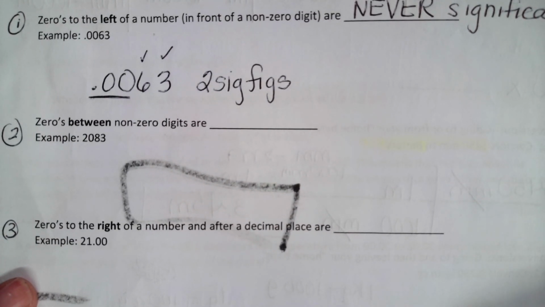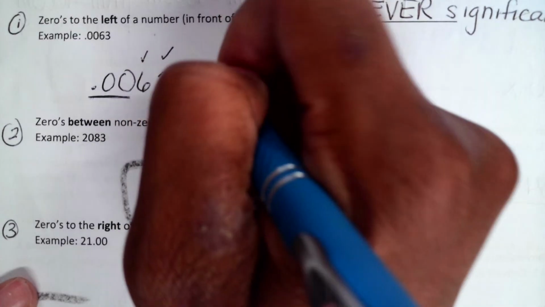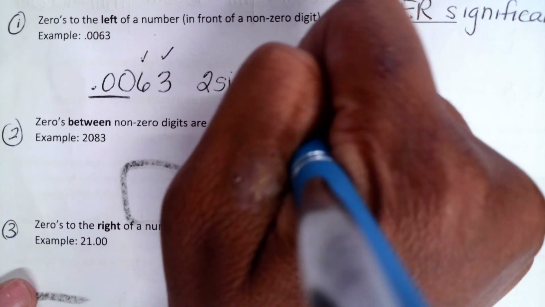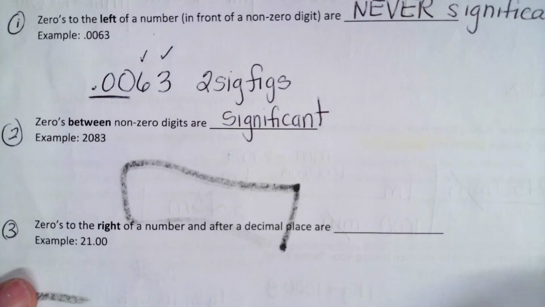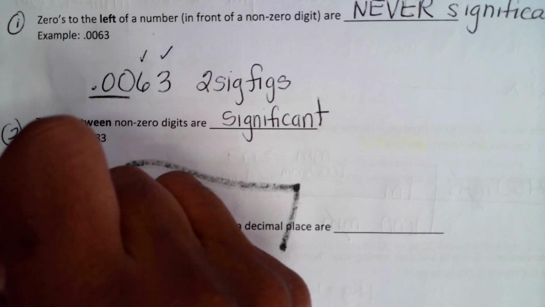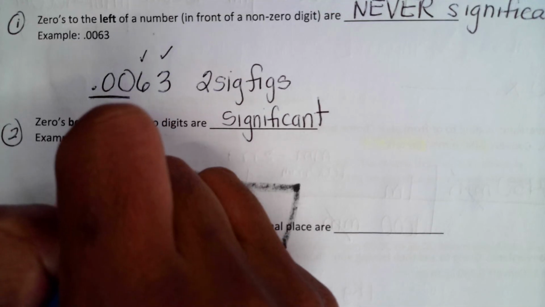Zeros between non-zero digits are significant. You can call these also sandwiched zeros. So I am going to write the example down.